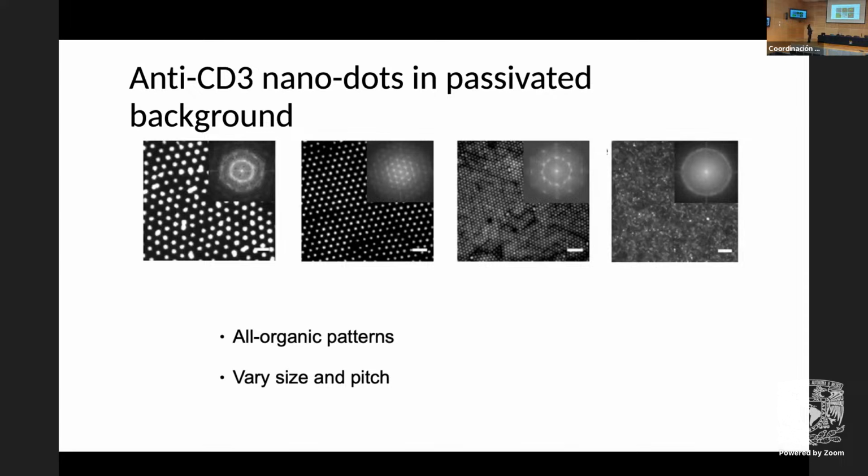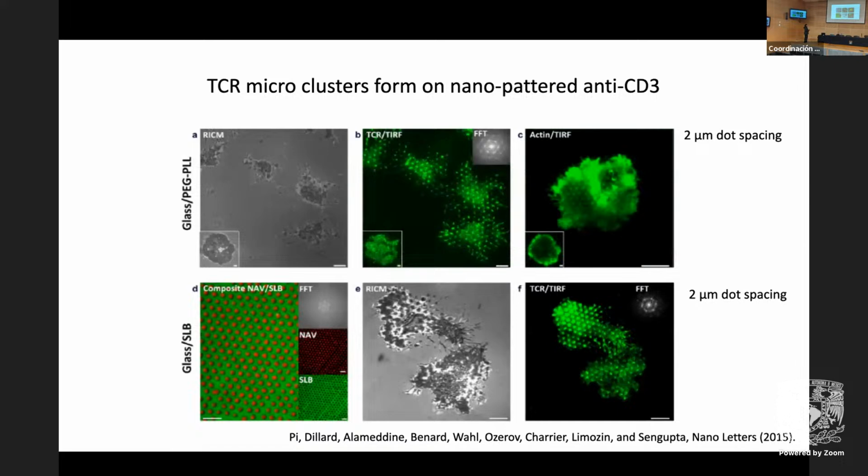The TCR makes nice patterns which reflect the underlying pattern, right? You see here this pattern, right? If you take a fast Fourier transform of the TCR arrangement, you even see these nice diffraction patterns. This is the RICM, so the adhesion is also patterned. Actin is sometimes patterned, so I'm going to come back to actin later.